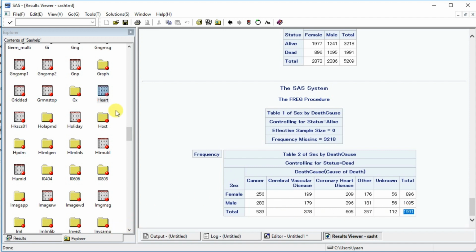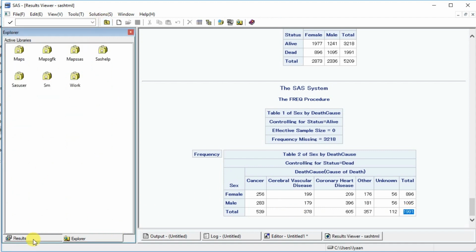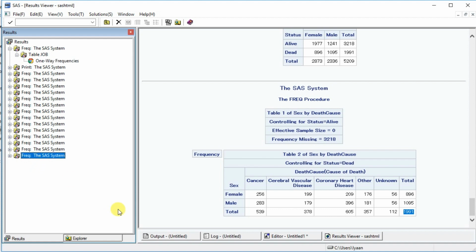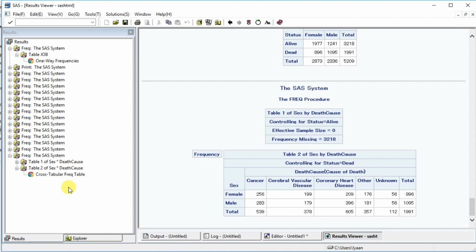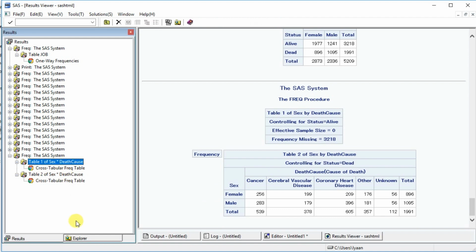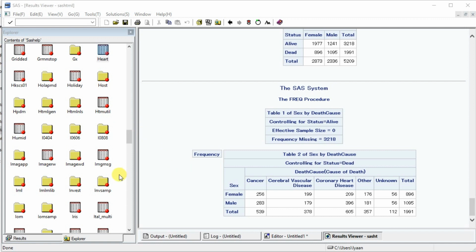Let me pull another output result. Now this is death cause of sex 1 and this is for sex 2. Wait. Why am I getting the same output? Oh, basically the other table is here. Yeah, now see this, this is death cause and the status is alive.